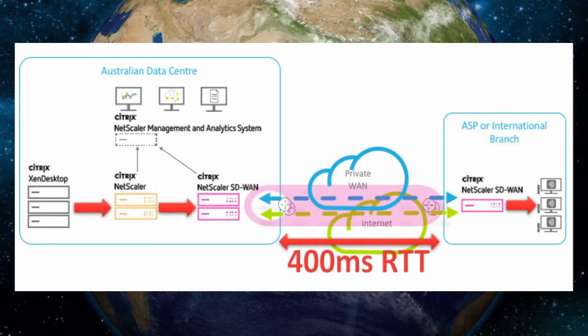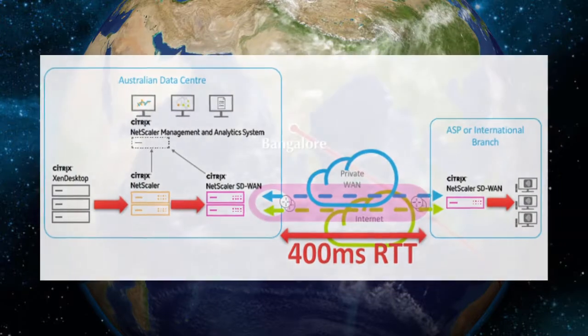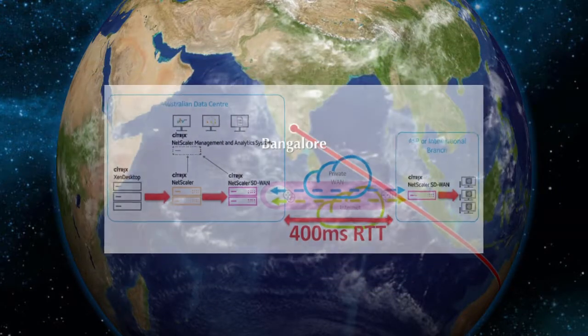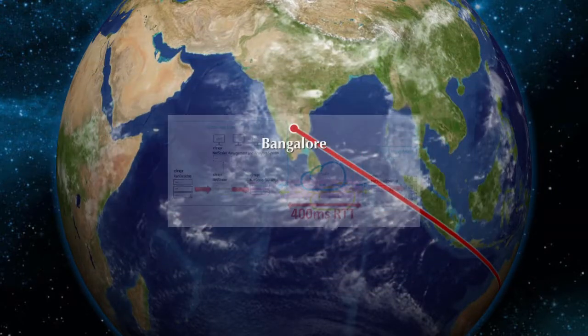Such high round-trip times make the XenDesktop user experience particularly susceptible to network problems such as congestion, which will result in a laggy, unresponsive session. In this demonstration, we'll show how NetScaler SDWAN Optimisation overcomes this problem and protects the user experience even under adverse network conditions. Let's start by looking at the experience without optimization.